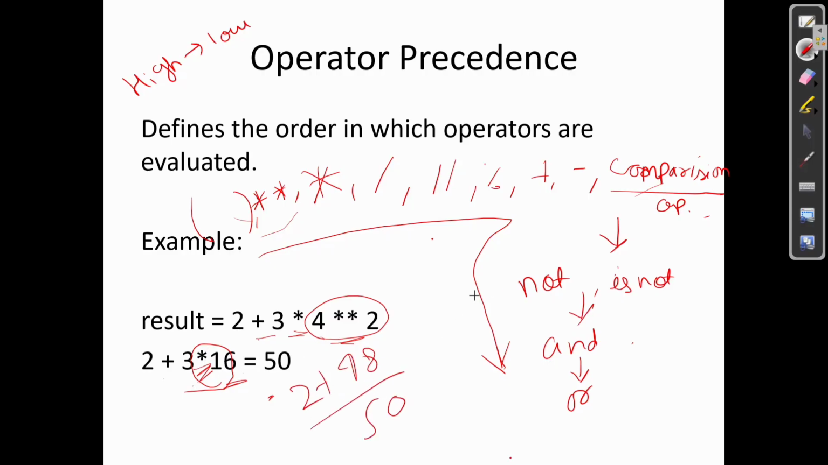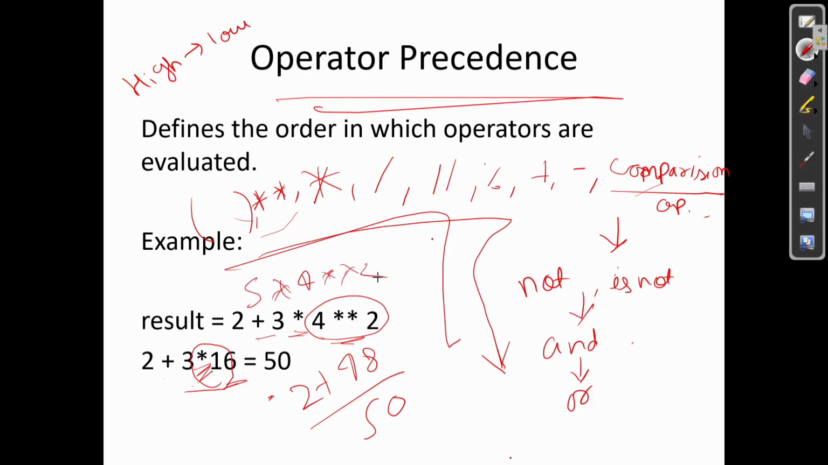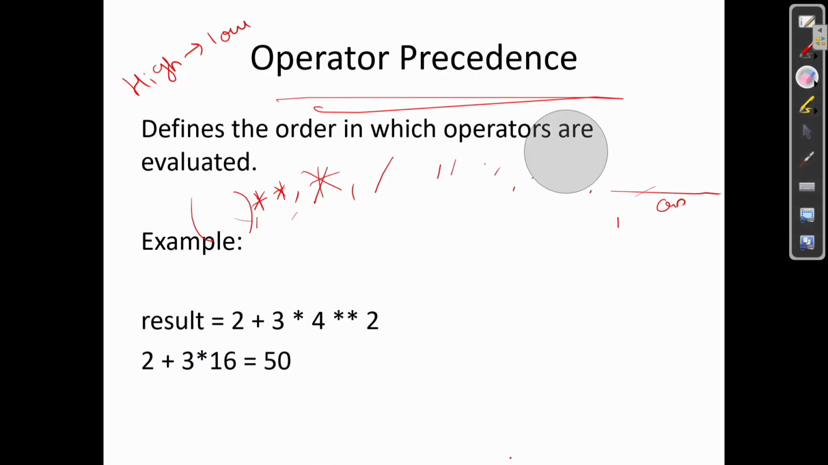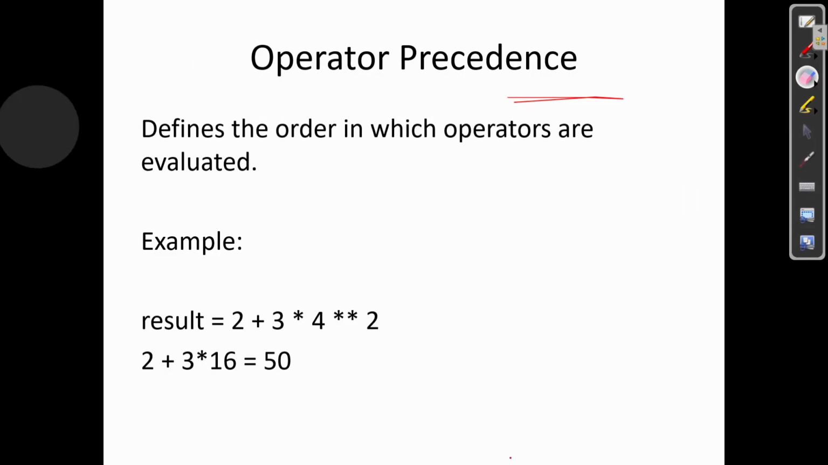it will be 50. And if there is no operator precedence, no sequence like this, then the result will be like 2 plus 3 is 5, multiplication 4 power 2, 5 times 4 is 20, 20 raised to the power 2, it will be 400. So like this it will be an error. So for proper calculation we treat this from higher to lower level.